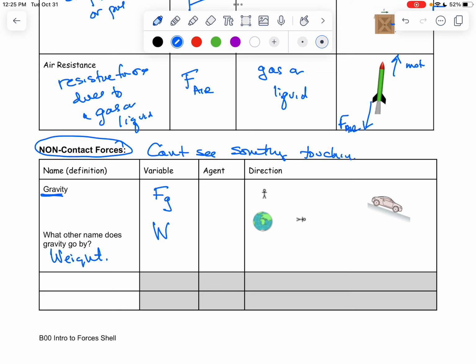And the agent is going to be the Earth, or the Earth's field. And the direction is always going to be straight down, towards the center of the planet. So if I'm hovering over the planet, straight down, these would be gravitational forces. Even if I was parked on an incline, gravity would always act straight down, and that would be the force. All right, so that finishes the catalog of forces, and you can go on to the next part of the assignment.